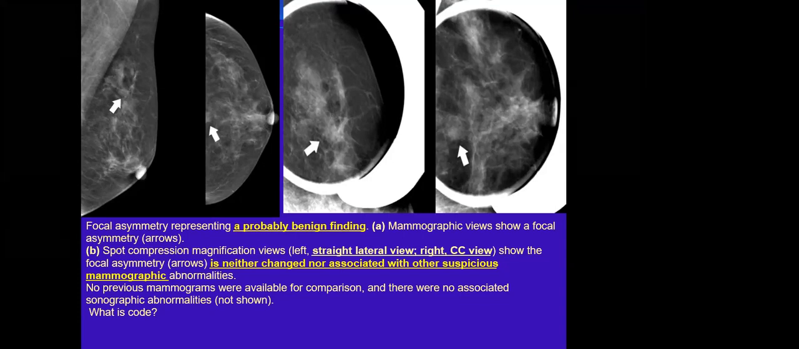But still the spot compression view demonstrates it, and the spot compression views were done with different angles. They have done the same CC view, and here not MLO. They did the spot compression on the straight lateral view. They change the angles, which is also helpful. So three. We are dealing with 3. The findings should be assessed as category 3. You got it? We have to consider it as 3 and follow it up. We don't know what is going on. Okay?